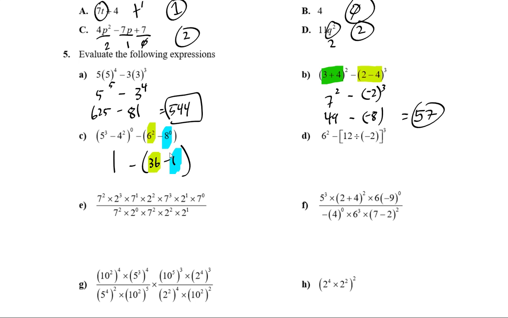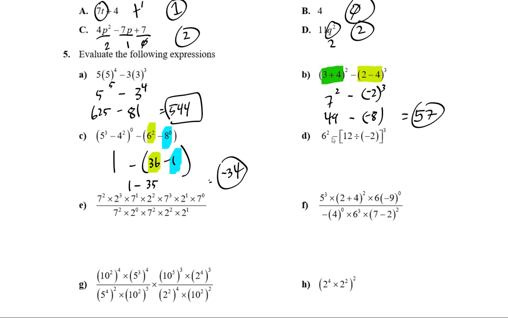So 36 minus 1 is 35. And 1 minus 35 is going to be negative 34. That's our answer there. So negative 34.